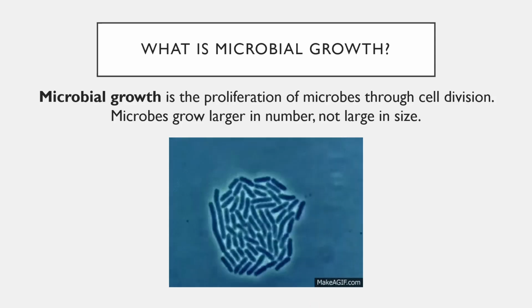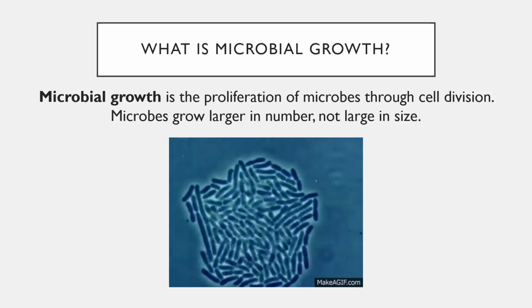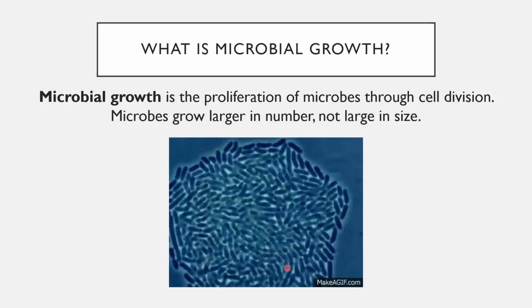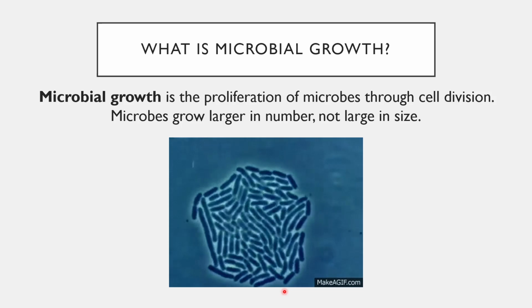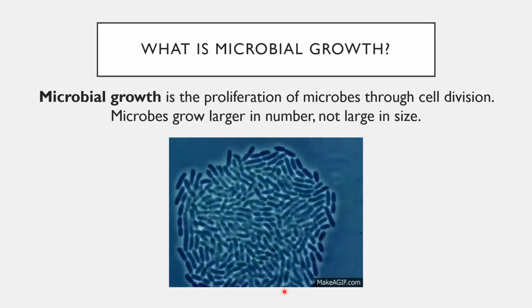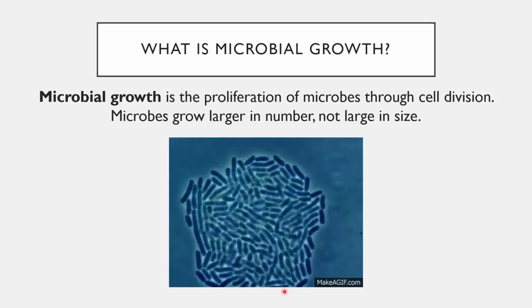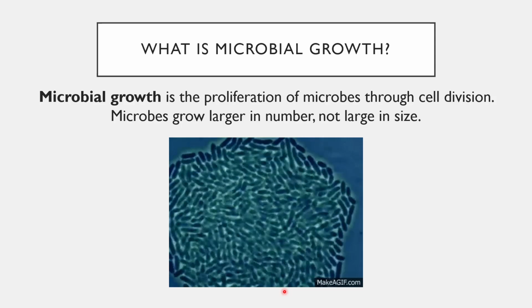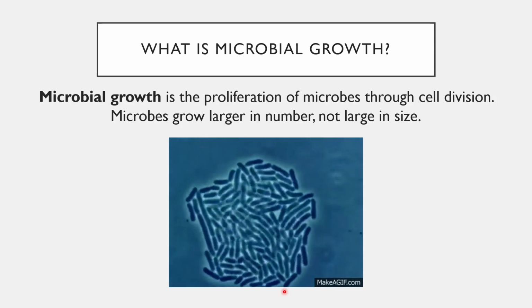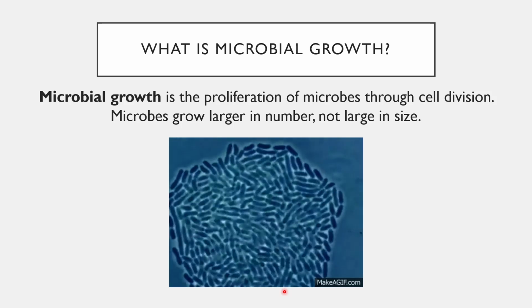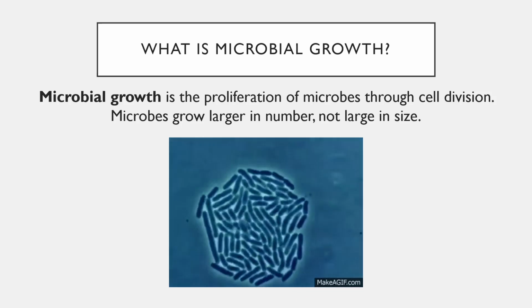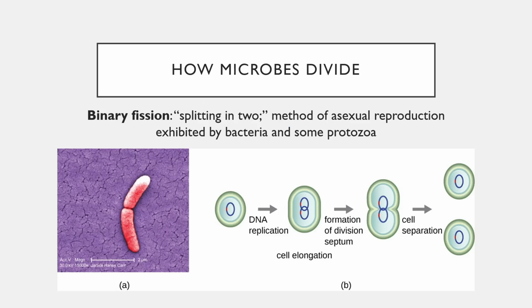Now, what we see in this animation is a process called binary fission, which we've mentioned before as the main process by which bacteria divide. Binary fission literally means splitting in two. Binary means two, fission means to split. So this is an asexual mode of reproduction that is exhibited by bacteria and some protozoa. It's a very simple and straightforward process compared to division that takes place in many eukaryotes.